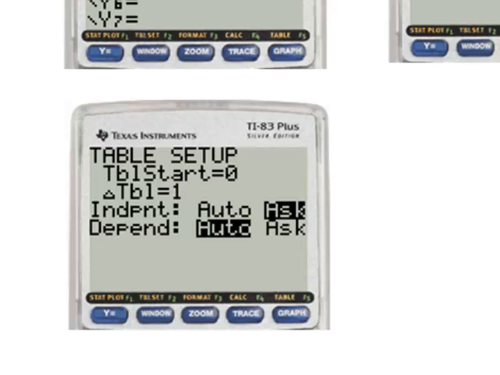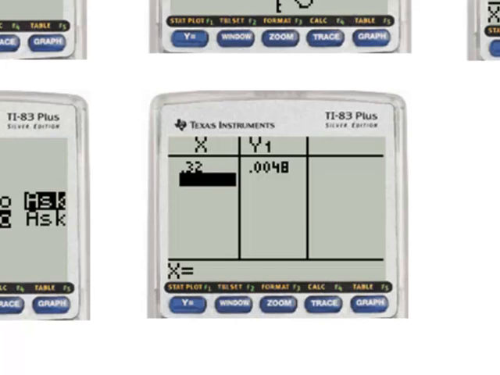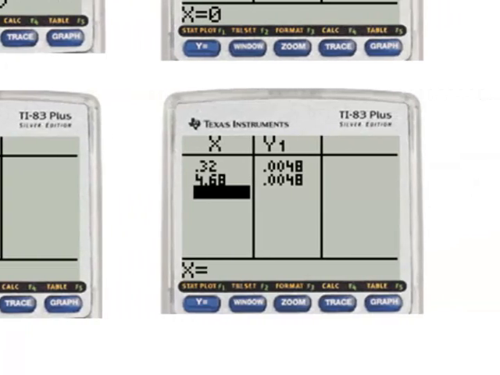If we hit second and window, which is table set, change the independent from auto to ask, and go back to our table, when we type in 0.32, it will give us the corresponding Y value. And this is what we got when we substituted 0.32 in on the previous slide. If we do 4.68 and hit enter, we get the same value that we got in the previous slide.